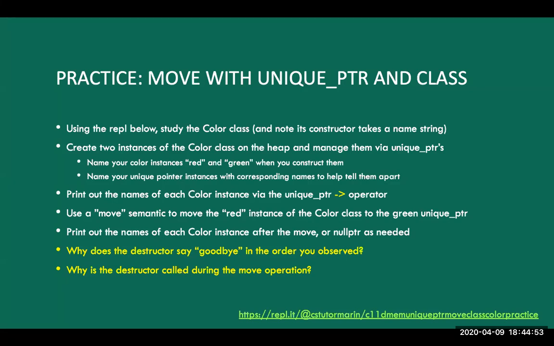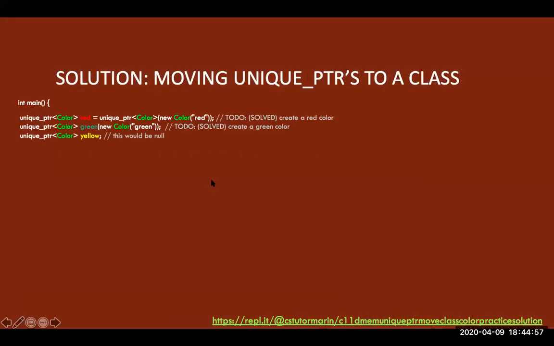So if you do get it running, so let's take a look at the code then. If you do get it running, you should see your destructor confirming what's going on there. But let's take a look at the code kind of one chunk at a time. So here's all of our unique pointers that we're creating, red, green, and yellow. And each is really just managing an instance of the color class. And the reason I created the color class was just to have you experience one more level of indirection.